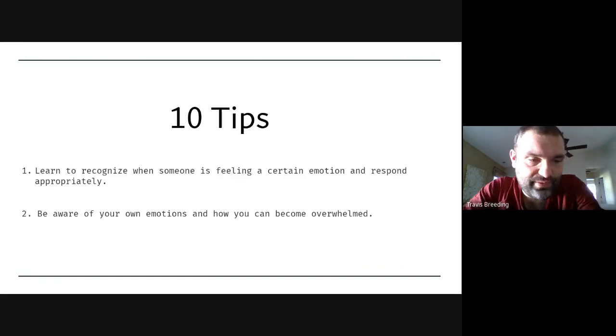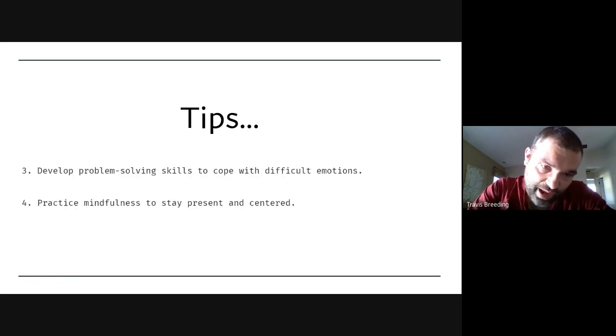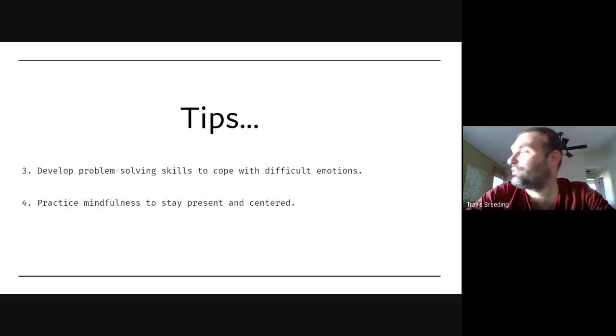So 10 tips. Learn to recognize when someone is feeling a certain emotion and respond appropriately. Be aware of your own emotions and how you can become overwhelmed. Develop problem-solving skills to cope with different emotions. This is a big one. You want to be able to problem solve through your emotions without relying on your friend's emotions.